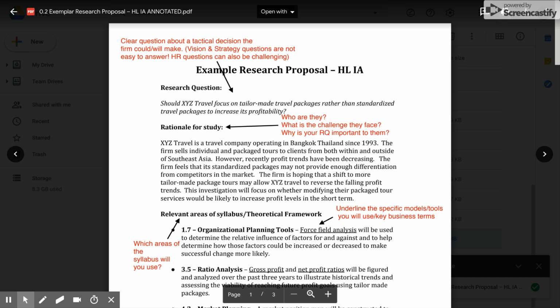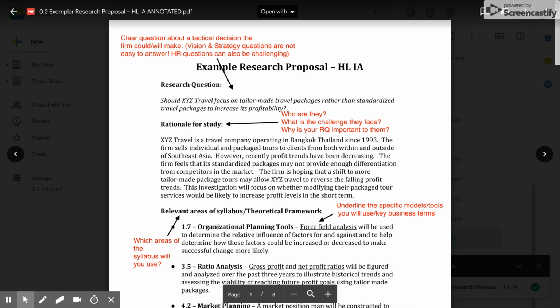Hey y'all, this is an example or exemplar research proposal for the HL IA. This is the first thing you'll be turning in in August when you get back to school. And this is essentially an overview document for your IA.